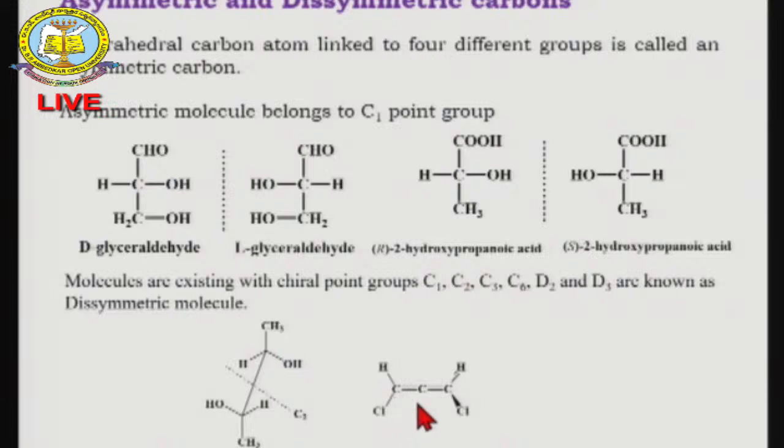Similarly, it is also having a C2 axis. This is called an allene derivative, 1,3-dichloroallene. This is also a dissymmetric molecule. Further, if we consider molecules with more than one chiral center, that means the compound may contain 2 or more chiral centers, these molecules are further classified into molecules with symmetrical structure and unsymmetrical structure, or symmetrically substituted structure and unsymmetrically substituted structure.